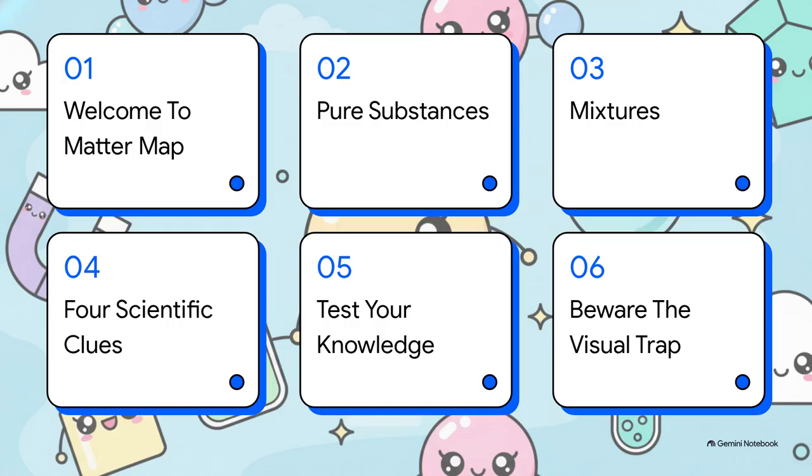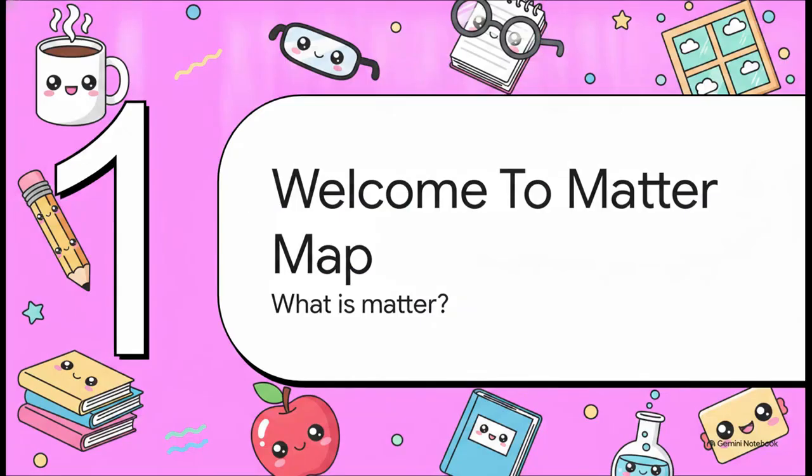Okay, let's quickly run through our agenda for today. First, a welcome to the matter map. Then, we'll break down pure substances, specifically elements and compounds. After that, we'll explore mixtures, both homogeneous and heterogeneous. I'll give you 4 scientific clues, we'll test your knowledge with a little practice, and finally, we'll talk about how to beware a very common visual trap. Let's get into it.